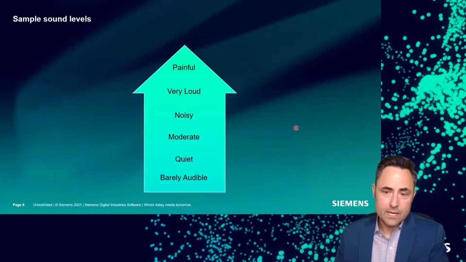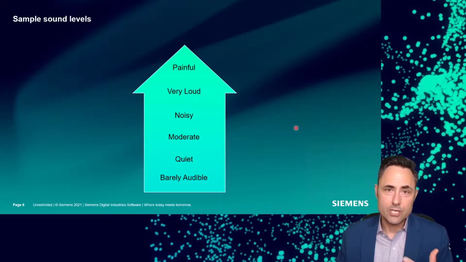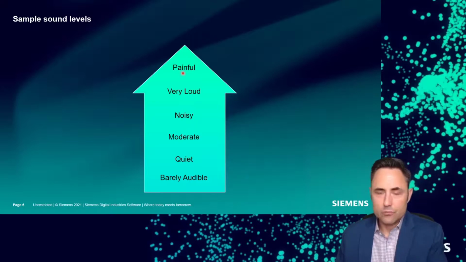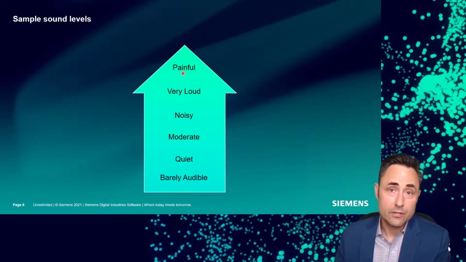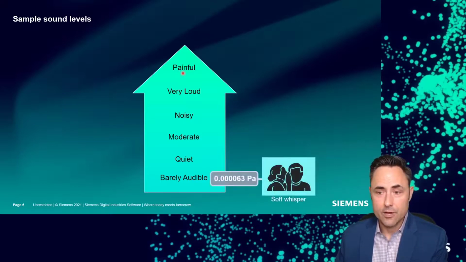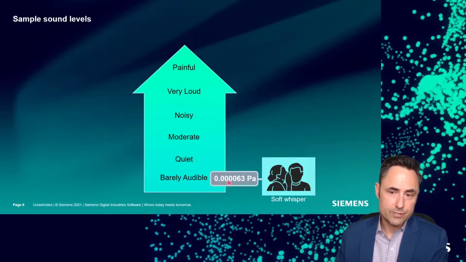Now, if we take the hearing range of the human being, we use descriptive words from barely audible all the way up to something that's so loud it's painful, and we look at the root measurements and the values we would get for those descriptive words. Again, we're using a microphone. Those measure pressure, so we get Pascal values, right? Down here at something barely audible, that's going to register on our microphone at about 0.000063 pascals. Okay, that's a soft whisper.